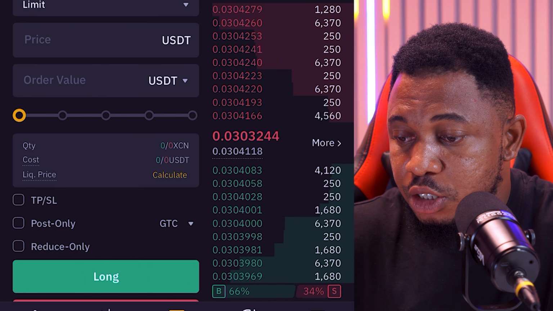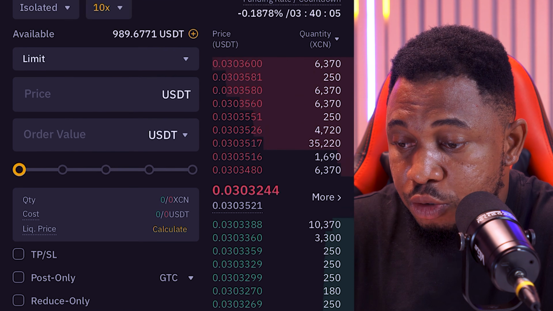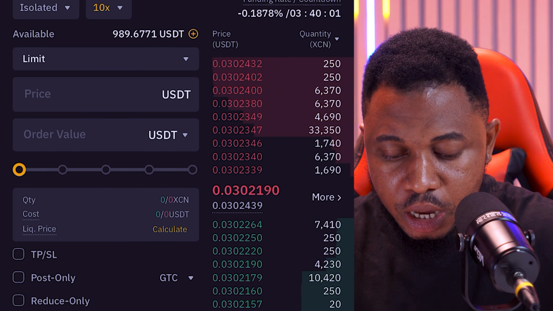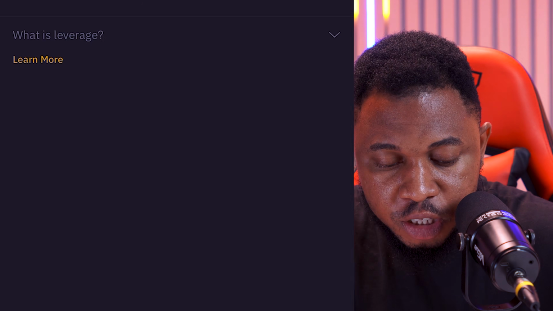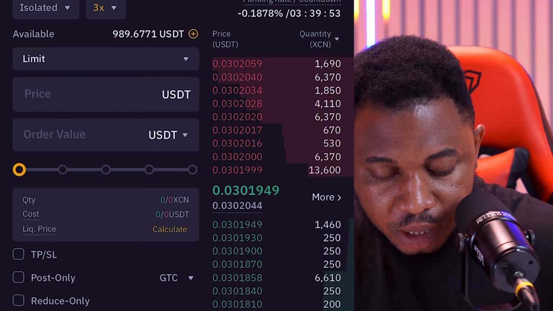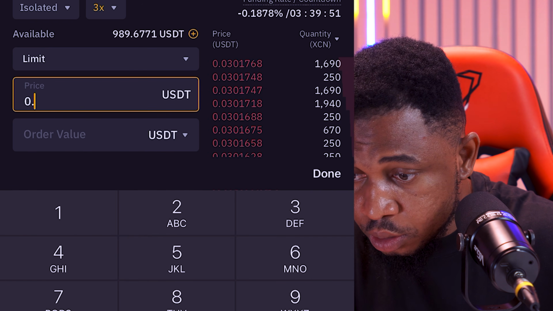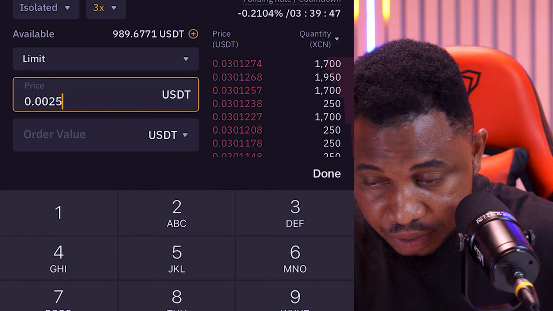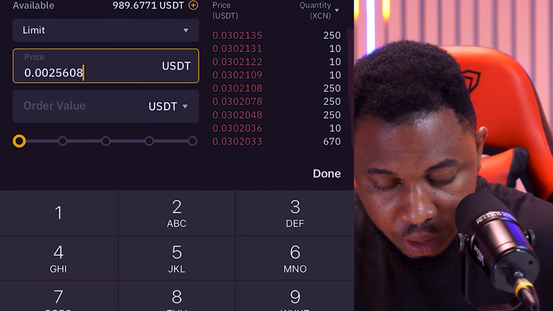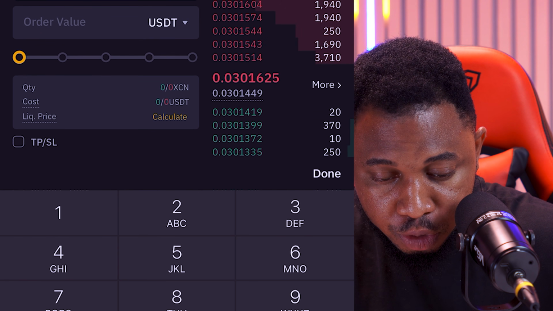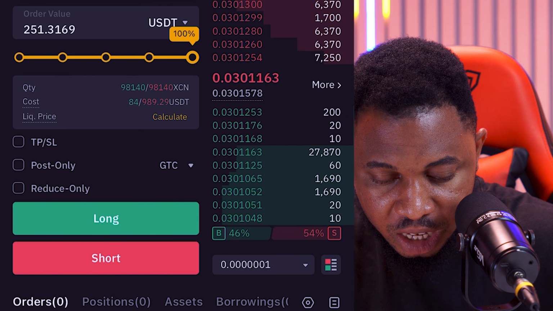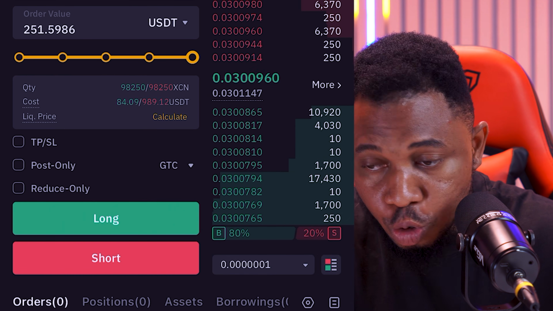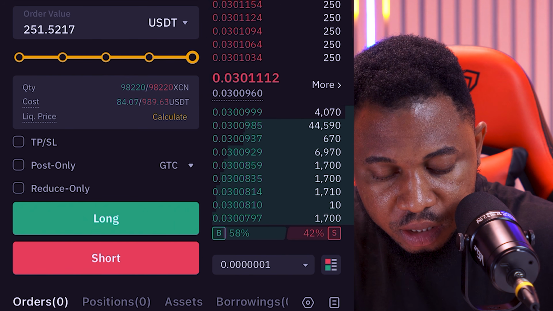So our entry point for this trade was 0.002508. So I'm going to go here, leave it on limit, and our leverage is going to be 3x leverage, and I'm going to type 0.0025608, and then how much you want to enter this trade. So I want to enter with the entire money I have, which is 989 USDT.